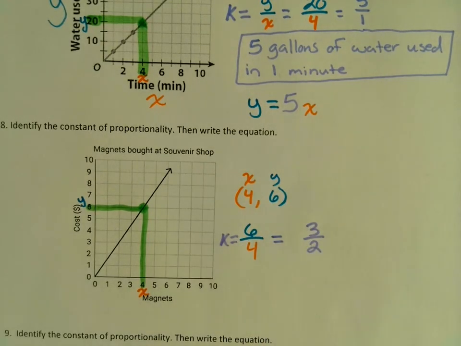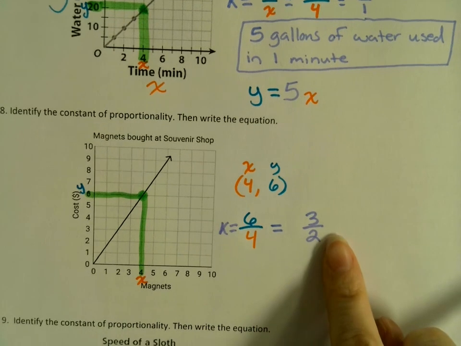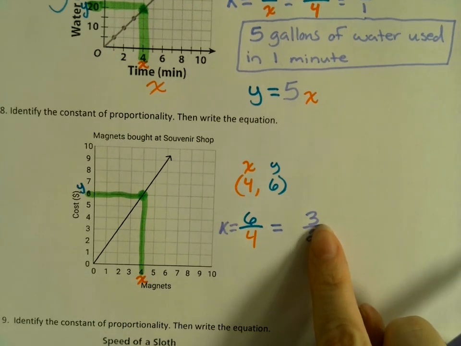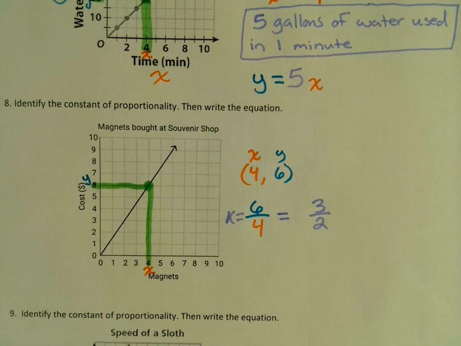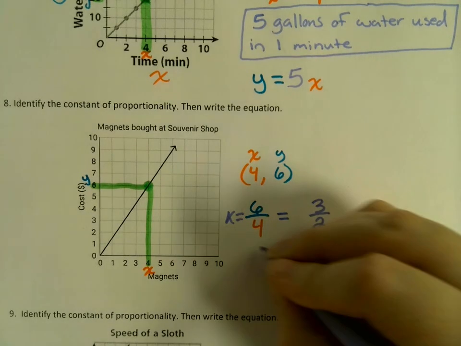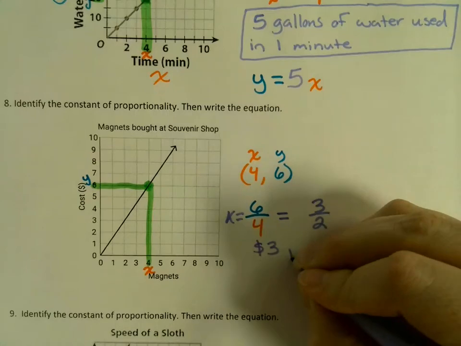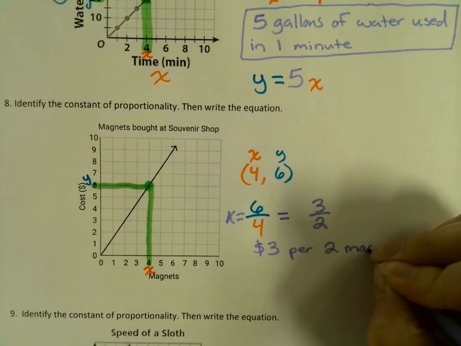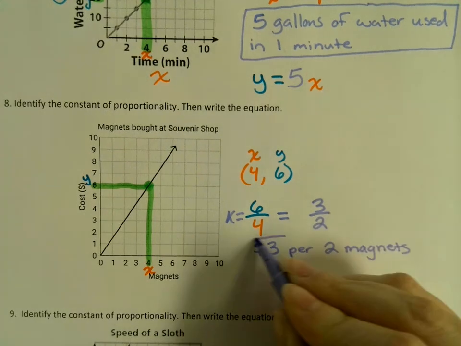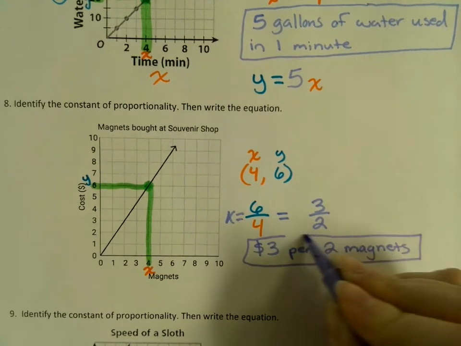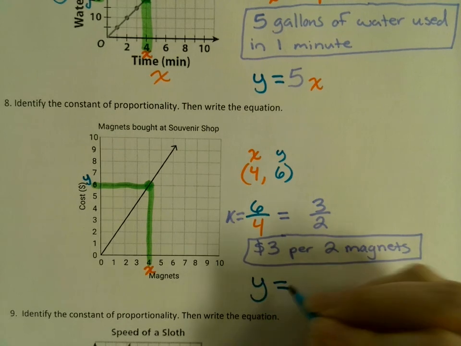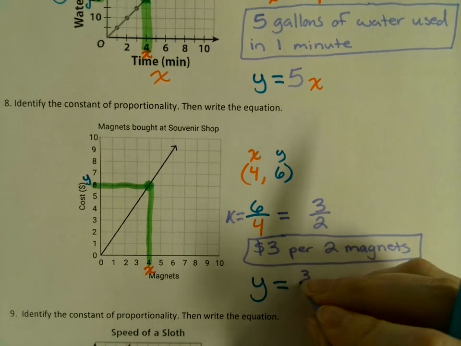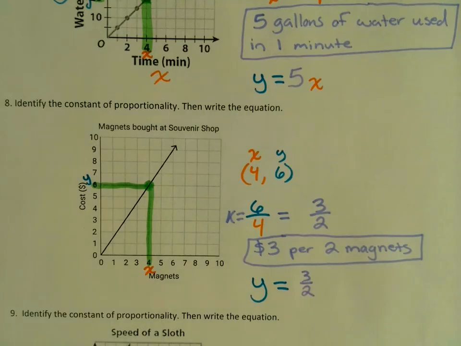In context to the problem, go ahead, Gabriella. $3 for 2 magnets. Good. The cost is $3 per 2 magnets. That's your constant of proportionality. If we write this as an equation, it's going to be Y is equal to 3 halves X.